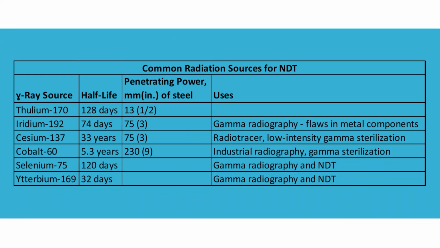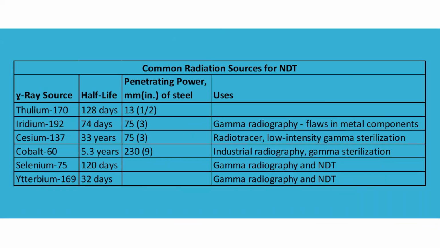Cesium 137 has a 33-year half-life. It's a lower intensity. Cobalt 60, 5.3 years. You can see that has a much higher penetrating power. And then some others, there's selenium 75, ytterbium 169.